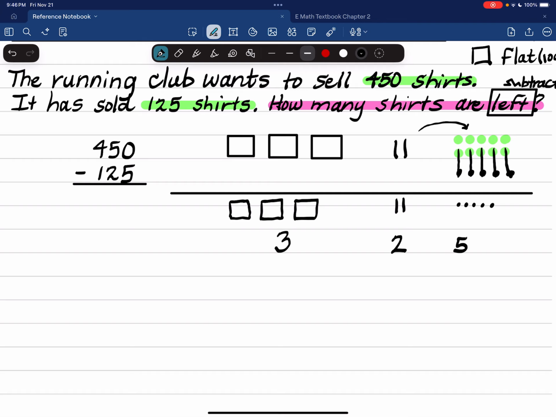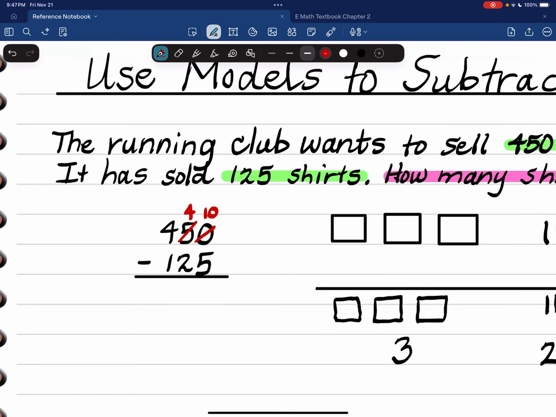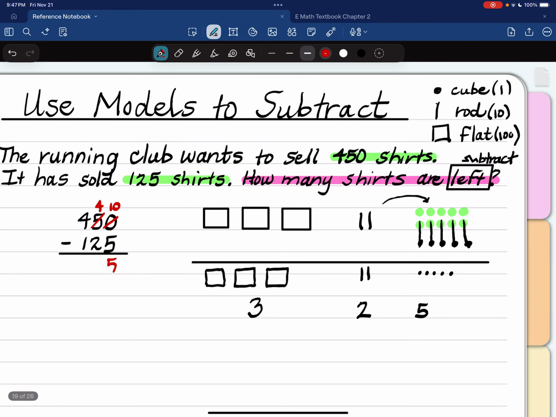And if you do that using the algorithm, which is the old-fashioned way, you will see, let me do it right here. I'm going to borrow one of the 10s and make it a 4. This will become a 10. And look at that. That's exactly what we did over here. We borrowed 1 and we wrote it as a 10. 10 minus 5 is 5. 4 minus 2 is 2. And 4 minus 1 is 3. So the answer is 325 shirts left to sell.